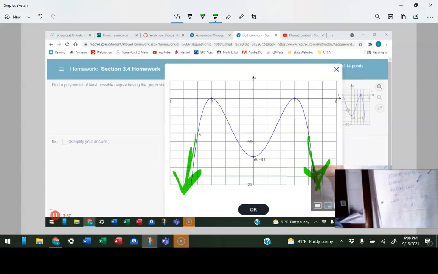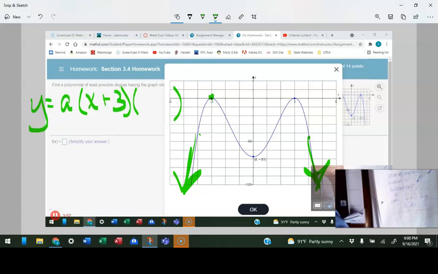So what do I have? I have y equals a, and then I'm going to have two x-intercepts. There's one here, so that's an x plus 3. And there's one here, so that's an x minus 3. So we want to talk about the multiplicity. Notice when it comes up there, this one has the behavior at the intercept of a parabola, so it's going to be squared.